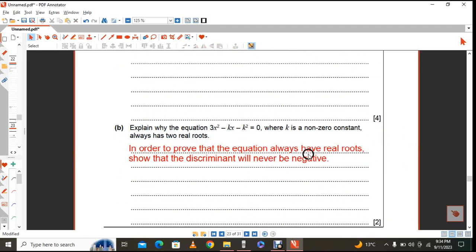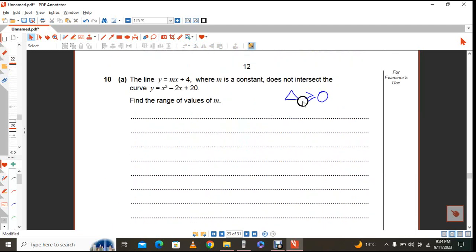Explain why the equation will always have two real roots, and in this particular case, even this stuff over here can just be removed, because this has got no bearing on this question whatsoever. This question says you have a line and this line does not intersect, therefore the discriminant should be less than 0. Right. So what you do is you go ahead and you equate them.